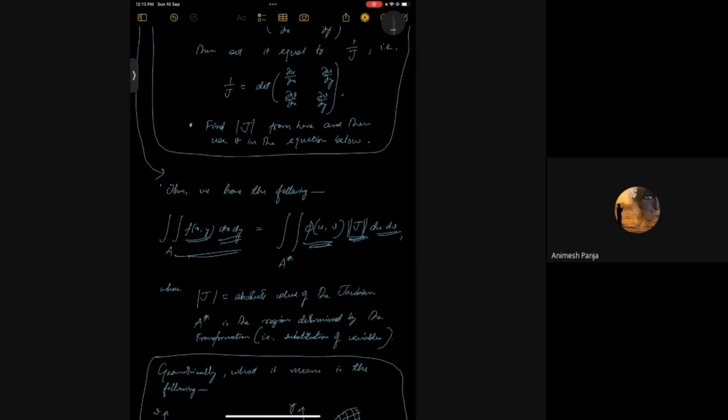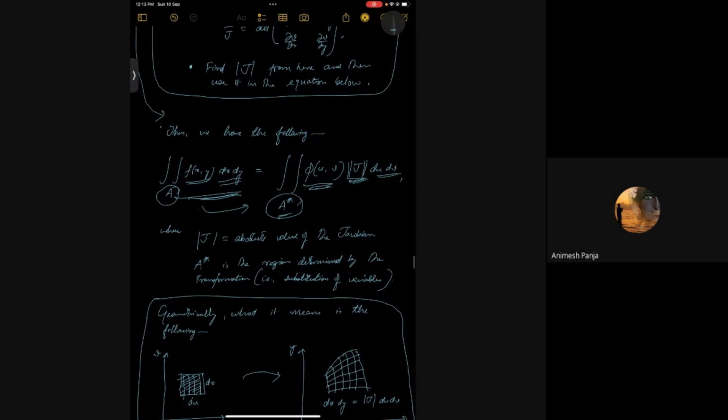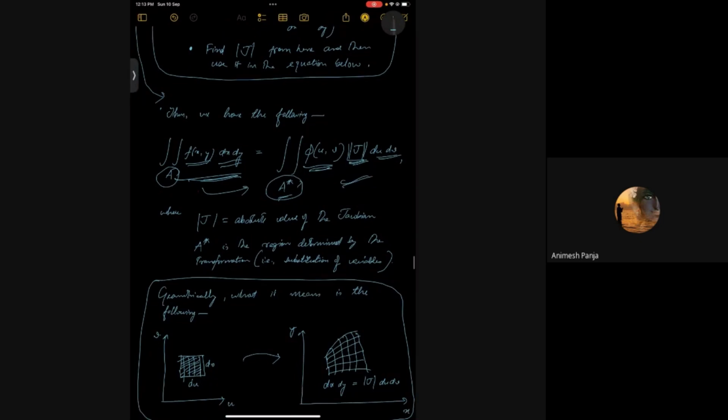Now, when you worked with x and y, you were computing the double integral over this area A. When you change it into the variables u and v, the area might change. The limits will change, and I have written x bar. Is it clear? That is how we do change of variables in a double integral.